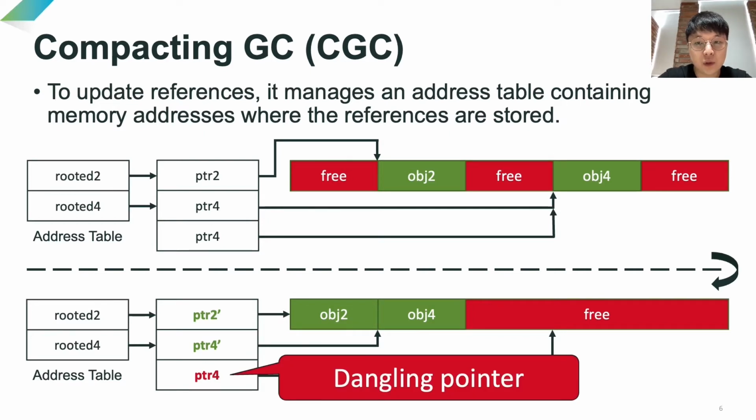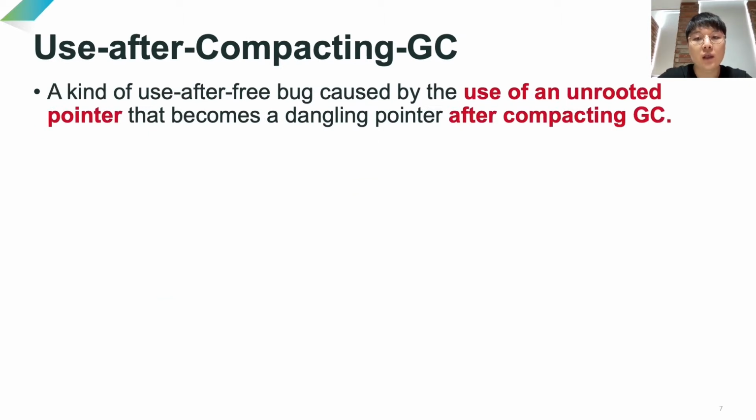The unrooted pointers to moved objects become dangling pointers because the garbage collector does not know about them and will not update them. Therefore, there will be a use-after-free bug if an unrooted pointer is used after compacting garbage collection. We refer to this bug as a use-after-compacting-GC bug, or use-after-CGC bug.